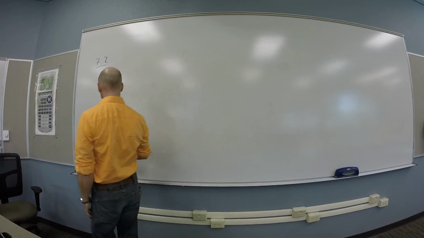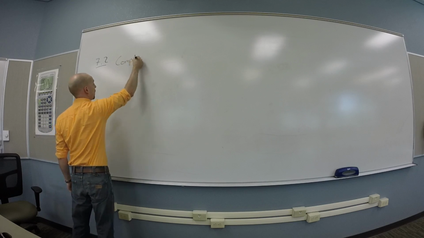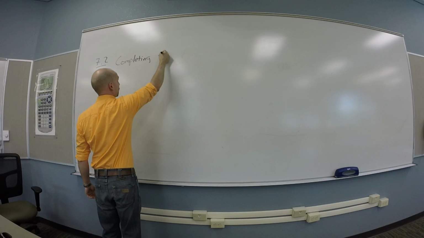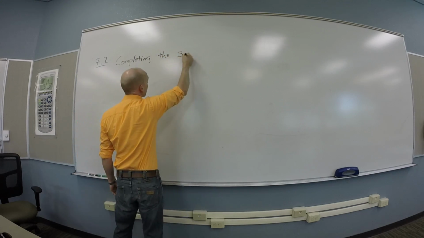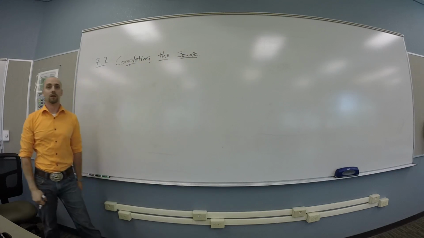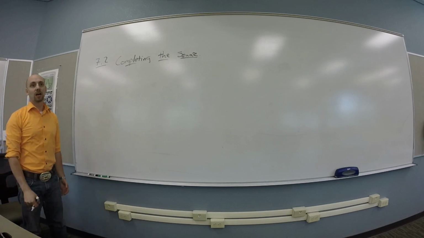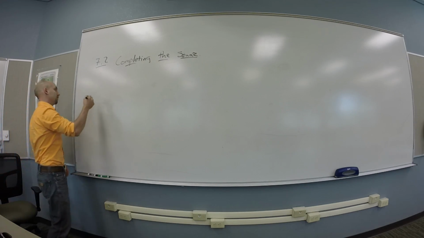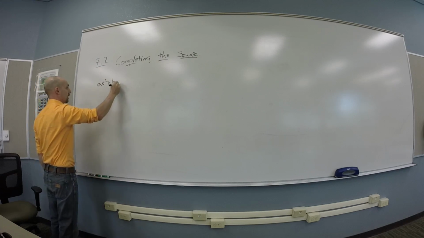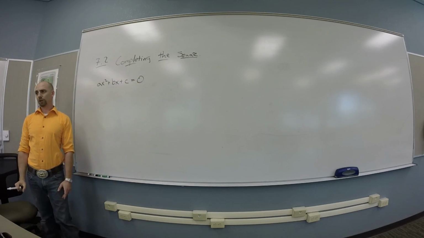So this is 7.2, which is this technique called completing the square. That's spelled wrong, pretty sure. Okay, so the way completing the square works, the idea is I have some kind of ax squared plus bx plus c equals 0.